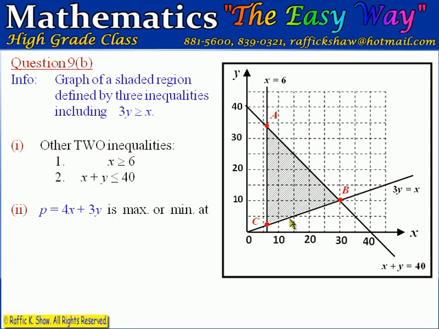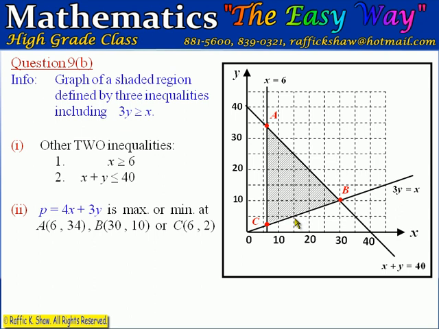And we can go ahead and write the coordinates of those 3 vertices. So the points that will be used to calculate the maximum or minimum value of P would be A, which is (6, 34), B, which is (30, 10), or C, which is (6, 2).